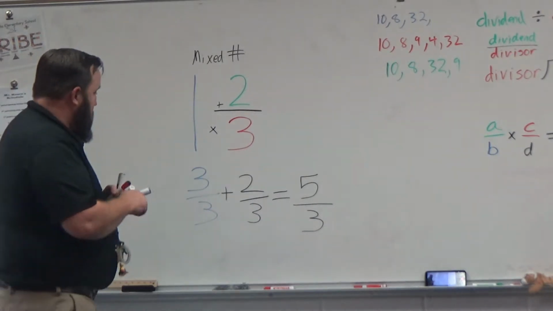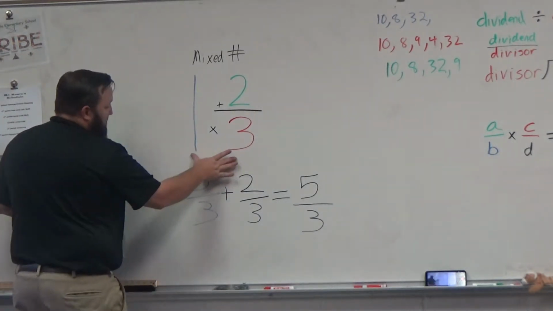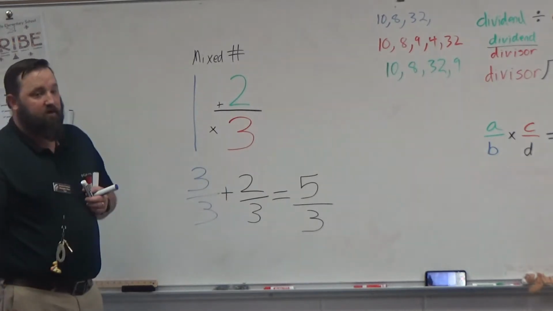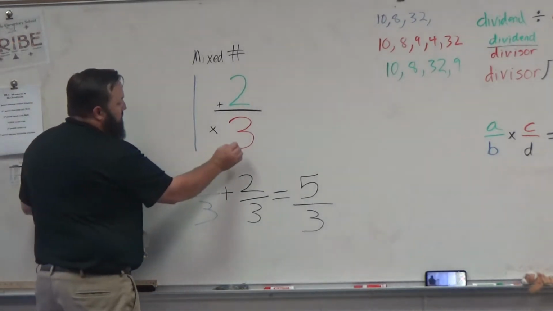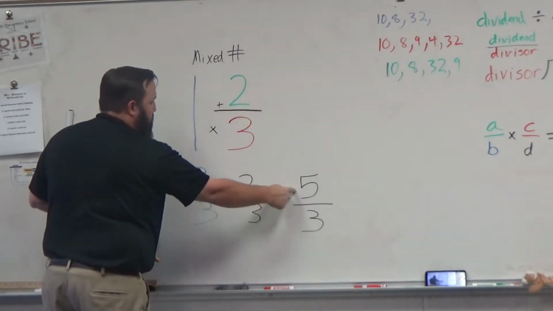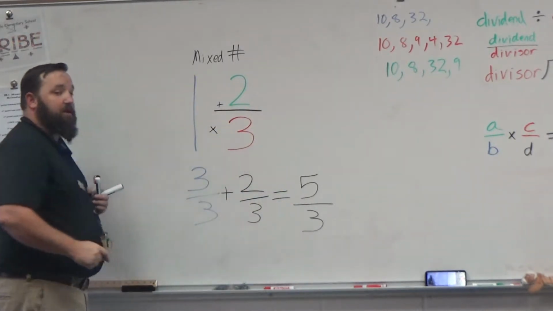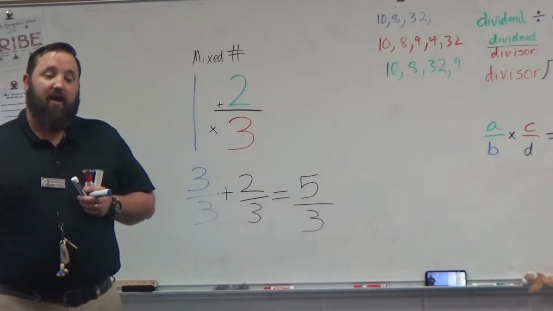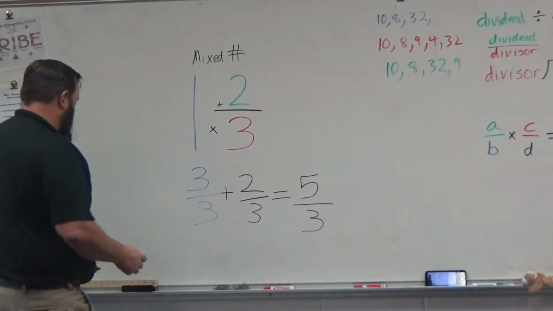Now, that's pretty much the easiest way. I'm sure that's what your teachers have taught you. We multiply the whole number by the denominator, add the numerator. That becomes my new numerator, and I keep my denominator. That's how we convert a mixed number into an improper fraction.